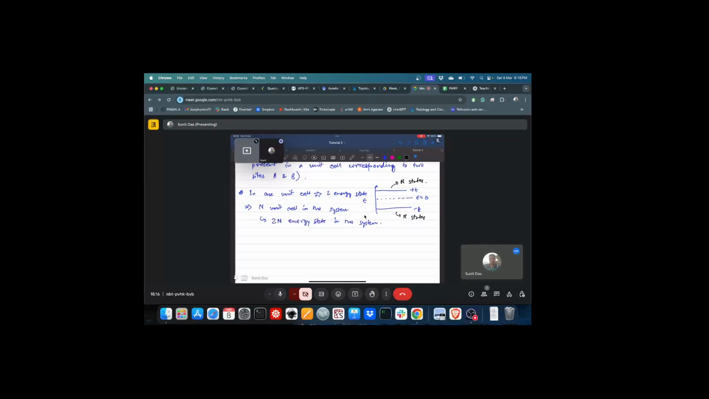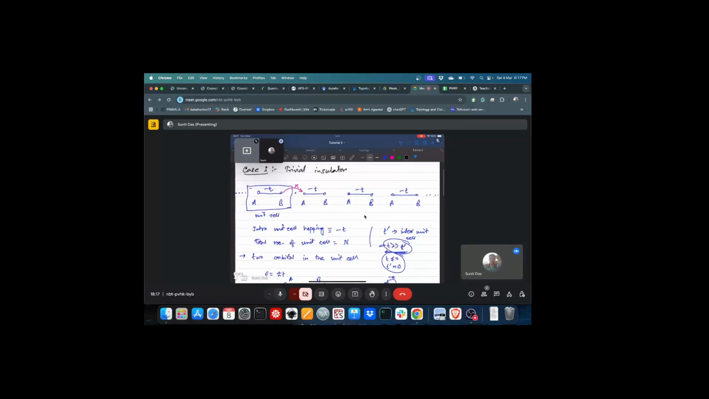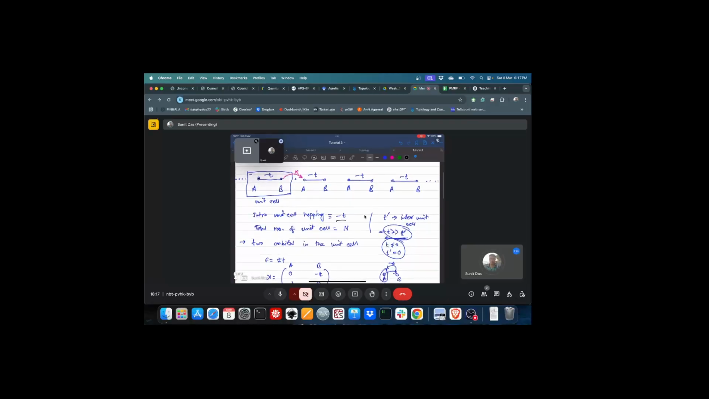Now, this was sort of clear from the real space picture itself: we have a system such that a unit cell consists of two orbitals, A type and B type. Each site has only one orbital, and there is an intra unit cell hopping parameter minus t, and there is no inter unit cell hopping parameter. So we have a total of 2n such states.